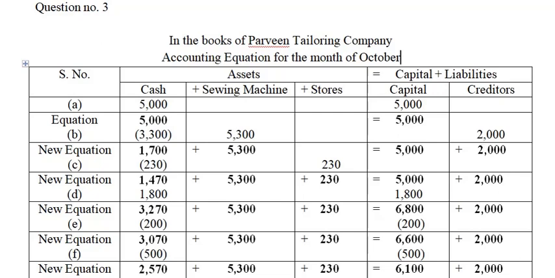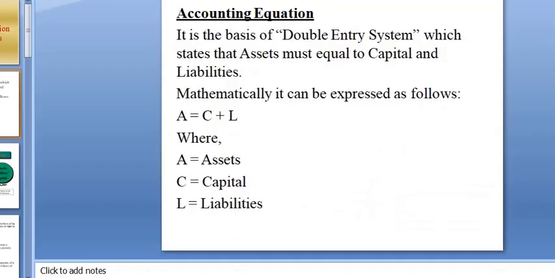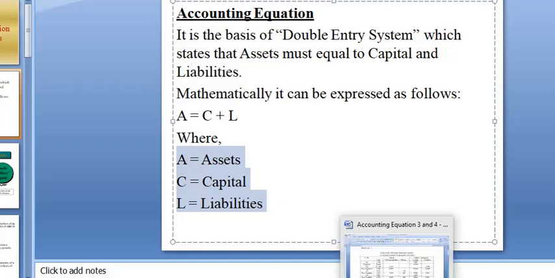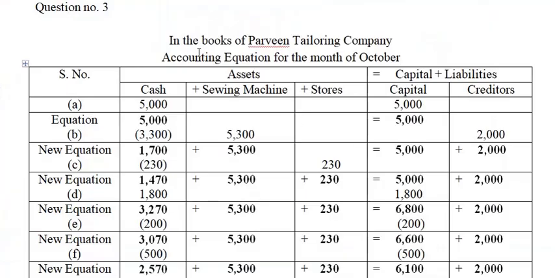Before we start with question number 3, I want to take you to this page one more time. This is the accounting equation: A equals C plus L, that is, assets equals capital plus liabilities. So this is your format of the accounting equation.